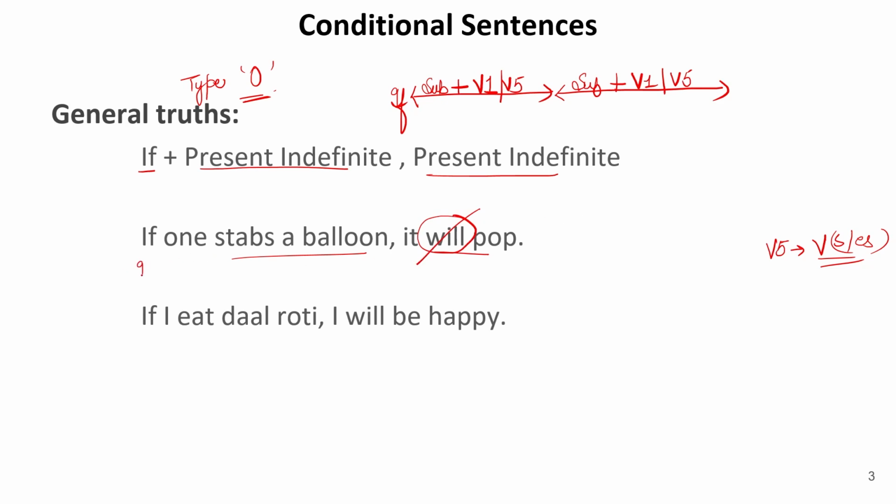In fact, the correct sentence will be: if one stabs a balloon, it pops, and not "it will pop". Because it always happens if one stabs a balloon, any balloon. Anyone stabs, the same will happen. This is a scientific fact.